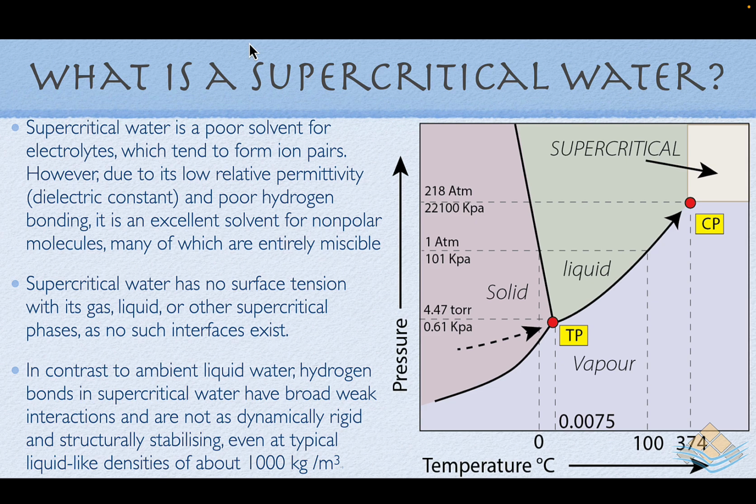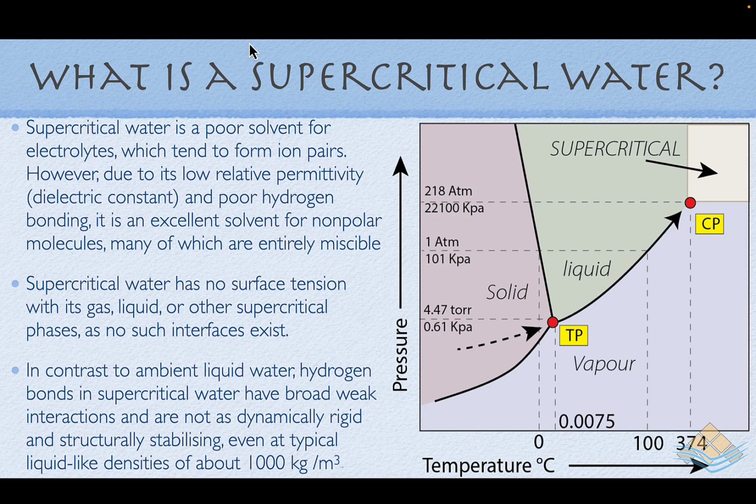Supercritical water has no surface tension with its gas, liquid, and other supercritical phases. There are no such interfaces in existence in the supercritical phase. In contrast to liquid water, hydrogen bonds in supercritical water have only broad, weak interactions. They're not dynamically rigid or structurally stabilizing, even when they're at typical liquid-like densities of around 1,000 kilograms per cubic meter, or 1 gram per cc.